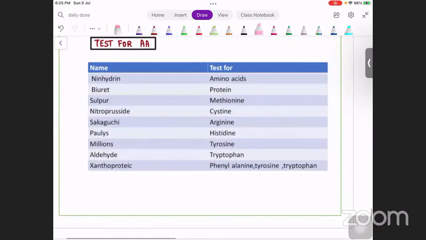Then you have tests for amino acids. Ninhydrin test is a test for amino acids. Biuret is for protein. Sulfur is for methionine. Sakaguchi is for arginine. Pauly is for histidine, Millon's is for tyrosine, Ehrlich's aldehyde is for tryptophan, and xanthoproteic acid test is for aromatic amino acids like PTT: phenylalanine, tyrosine, and tryptophan. So with this, we have completed the essentials.